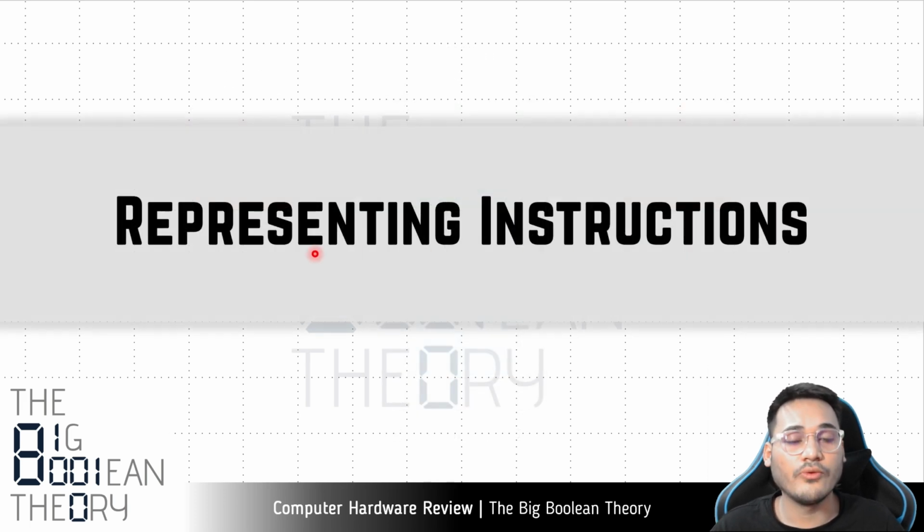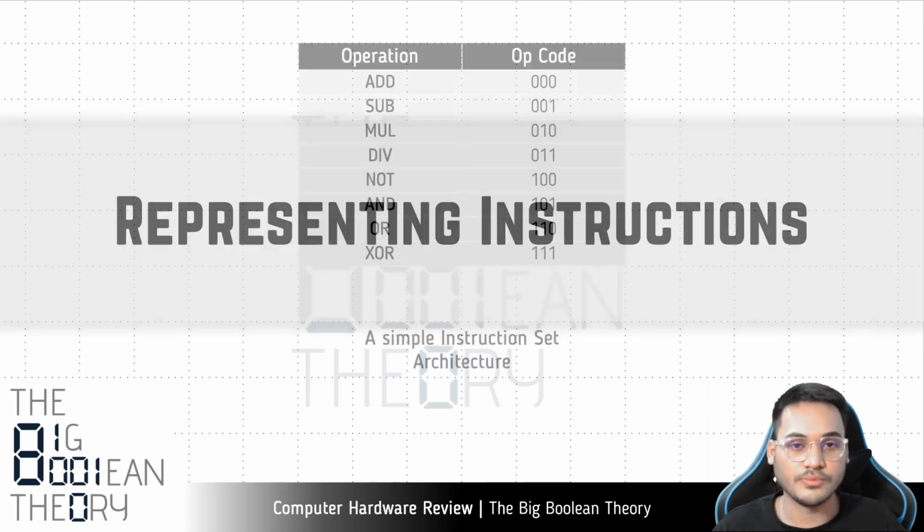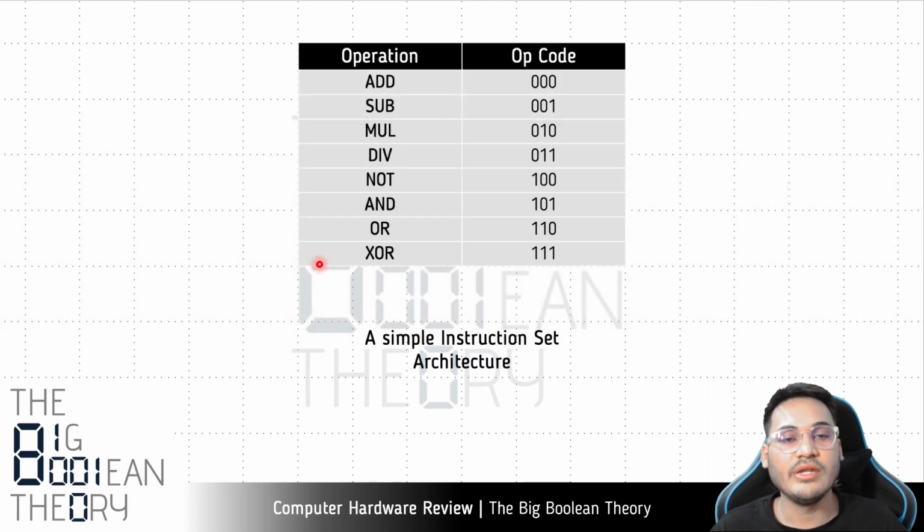So now we'll talk about representing instructions. Let us take a very simple example. We have a simple computer, and the computer only supports, let's say, 8 operations. It's a very hypothetical simple computer. What are the operations? These are basic arithmetic and logic operations, that is add, subtract, multiply, divide, logical not, logical and, logical or, and logical XOR.